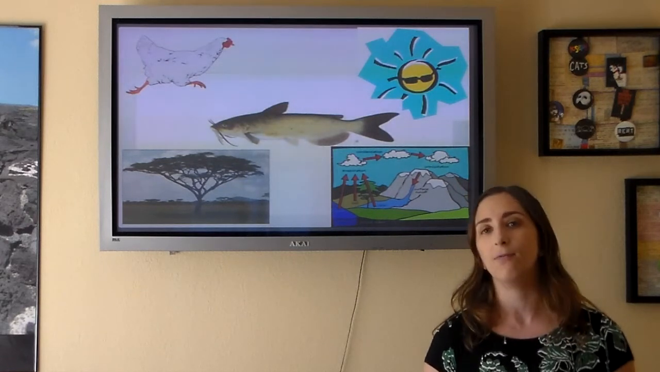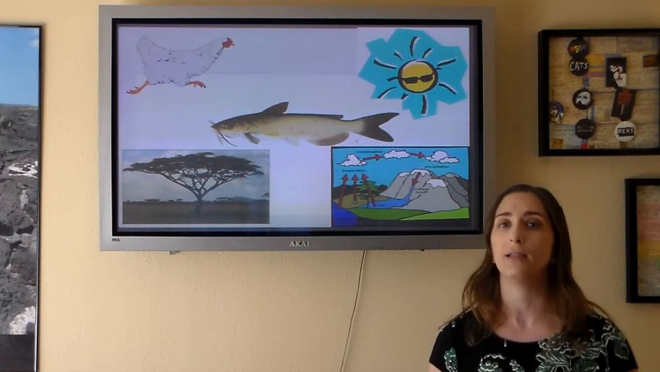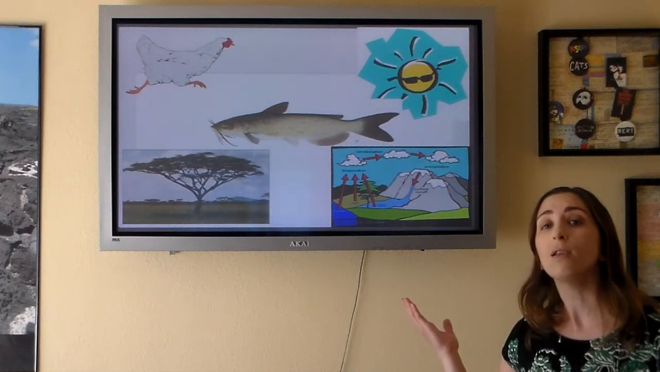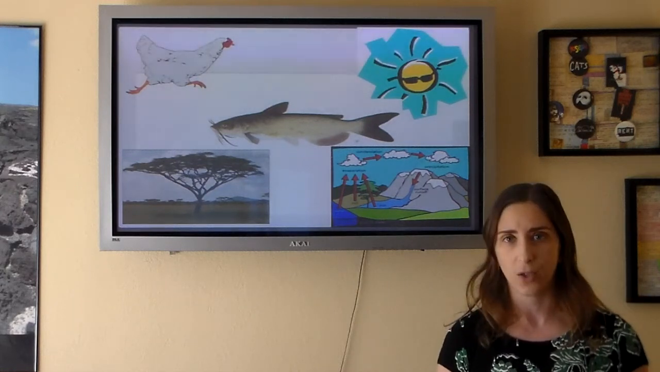Obviously, it might take a couple of years for an animal to grow big enough for us to slaughter it and eat it, but that's still within a human lifetime. So all of these are examples of renewable resources.